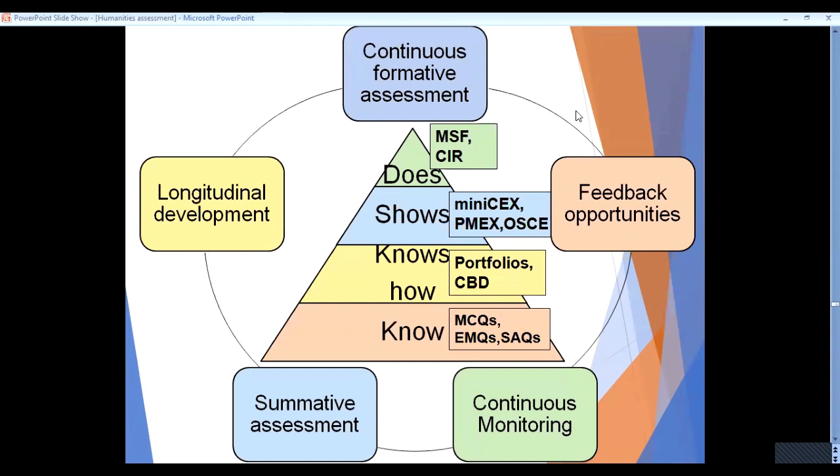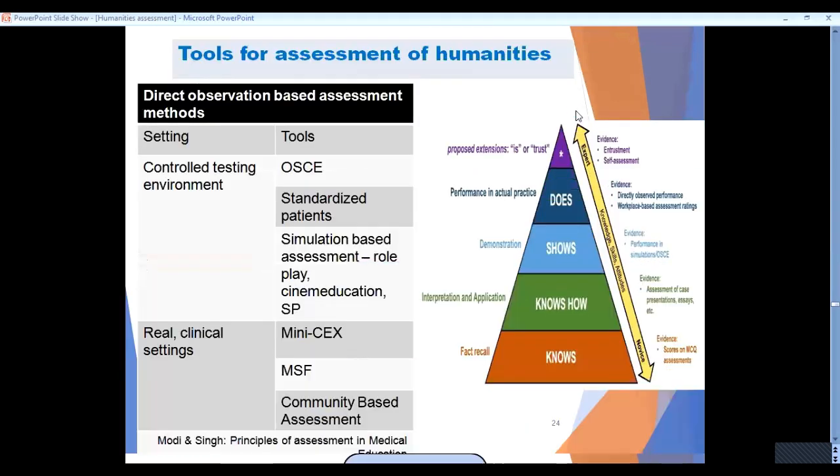So usually for soft skills, we want our students, at least UG students, to reach the level of shows, and PG students to reach the level of does. And at each level, you go on giving feedback opportunities, monitor continuously, and lead them to summative assessment and continuous formative assessment. So that is how the humanities are being or should be assessed. Next one, please.